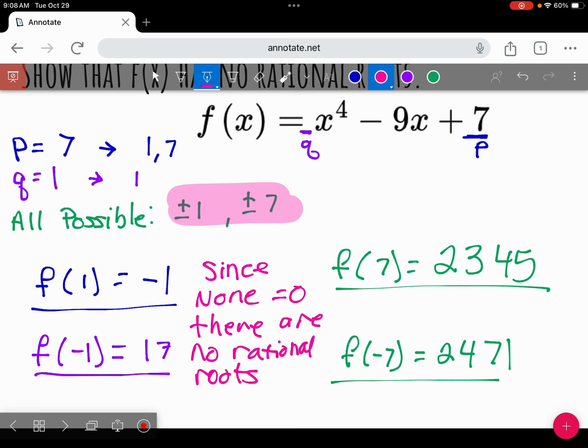So when it says show that it has no rational roots, you find your list of all possibles and substitute them in to find values. Show that they don't equal 0. So there is one in the homework like that, and it just feels like it's being super tricky, and all they want you to do is find your all possibles and substitute them in. Okay?